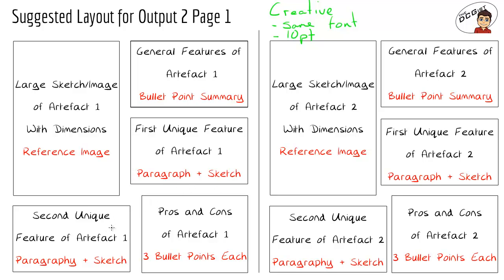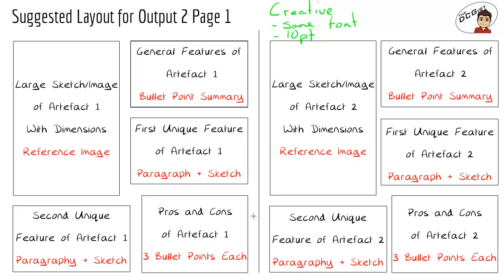Then again, you'll have a second feature, and again, this is a second feature that makes it stand out from the crowd, and the reason why you chose your first artifact. And again, that'll be in a paragraph and a sketch, and the sketch again looking at the aspect that you're talking about, not all of the mouse.